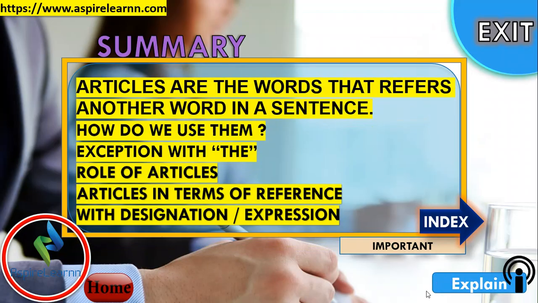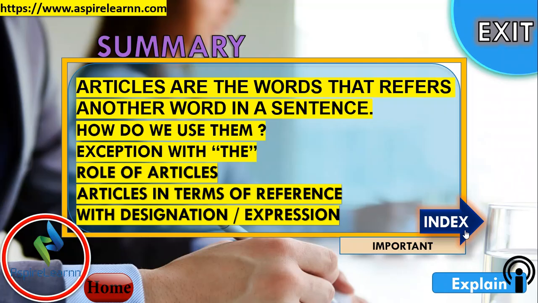Summary of articles. Articles are words that refer to another word, a noun, in a sentence. How do we use them? A and an are used for general nouns. The is used for specific nouns. Exception with the, used for unique things: the sun, the Taj Mahal. Not used with most proper nouns: India, John. Role of articles: help define whether a noun is general or specific. Improve sentence clarity and meaning.